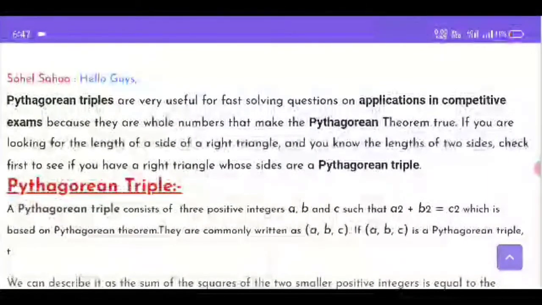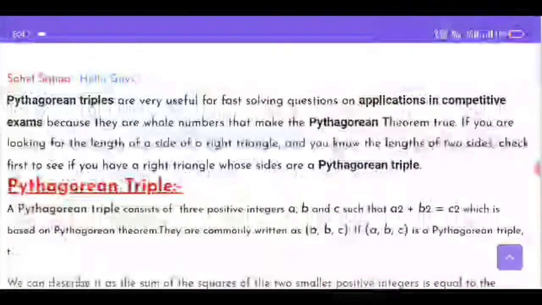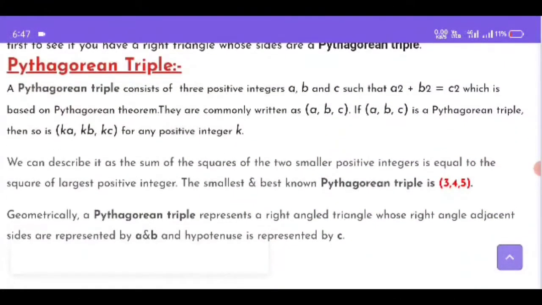Actually, a Pythagorean triple consists of three positive integers a, b and c such that a square plus b square equals c square. So c is the hypotenuse and a and b are the sides related to the right angle, which is based on the Pythagorean theorem. They are commonly written as (a, b, c), just a triplet. If (a, b, c) is a Pythagorean triple, then so is (ka, kb, kc) for any positive integer k. If we multiply k with these coefficients a, b, c, then that will also be a Pythagorean triple.